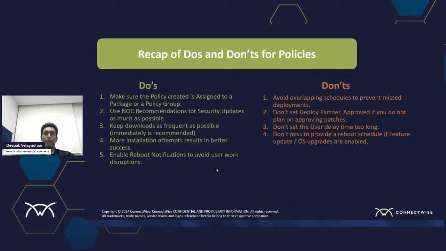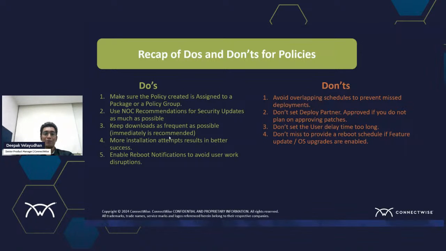In terms of the things that you want to avoid: overlapping schedules with each other. So don't have your downloads and your installs all starting at the same time. You may want to gap them by maybe a few hours to allow the downloads to get completed and then trigger the installation. This will prevent a couple of days or a specific day getting skipped because both download and installation schedules came at the same time, conflicting with each other.